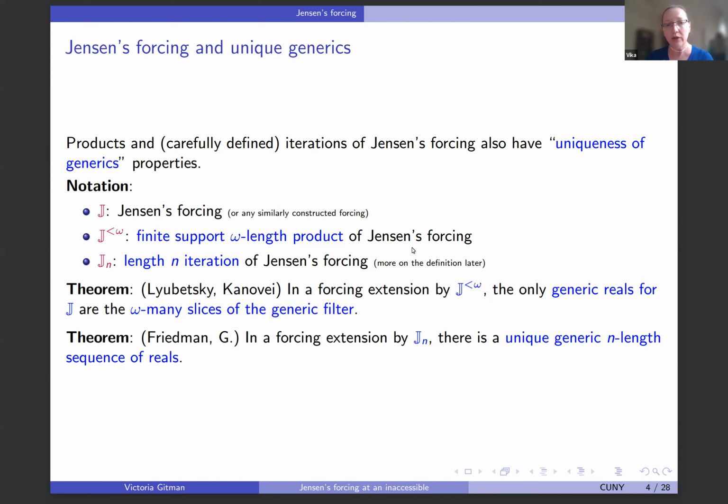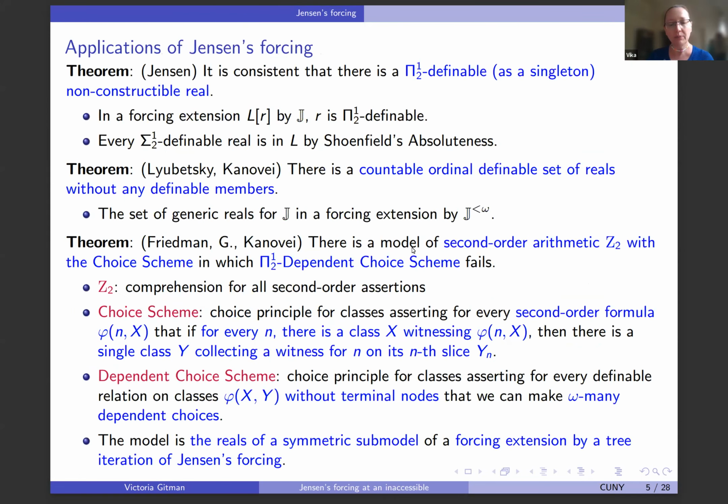So this is the uniqueness of generics for omega length products. And with psi, we showed uniqueness of generics for finite iterations. Okay, so what are the applications? What is Jensen's forcing good for?